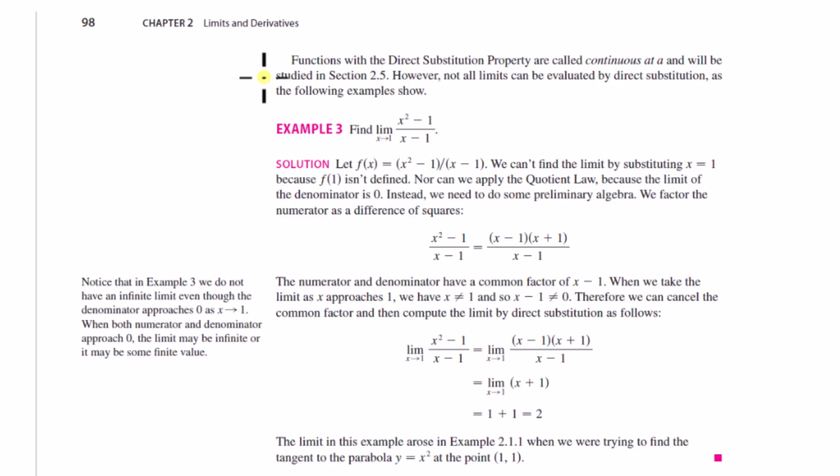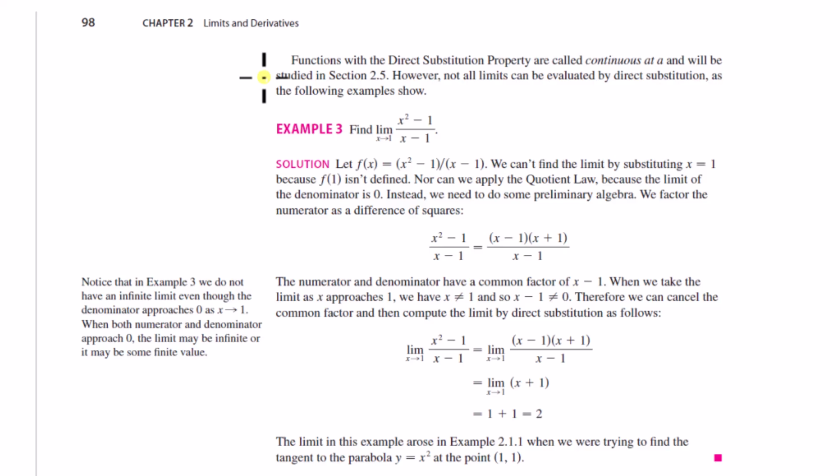Okay, we talked about continuous functions briefly in algebra, and an informal but very useful way of thinking about what a continuous function is, it's any function where you can draw that function without picking up your pen off the page.